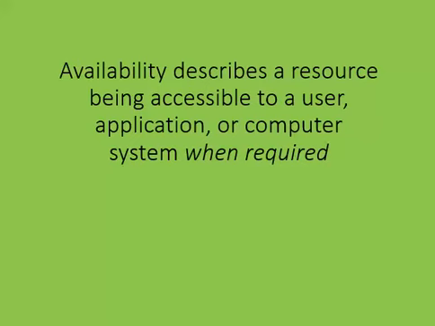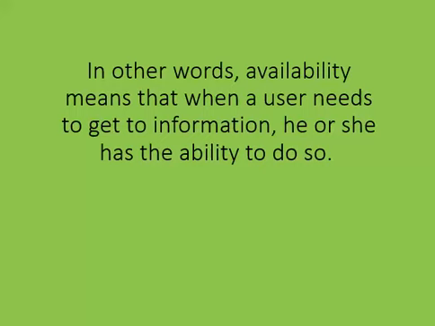The third of the core security principles is availability. Availability describes a resource being accessible to a user or to an application or another system when it's required. In other words, availability means that when a user or another system or an application needs to get information, he, she, or it has the ability to do so.